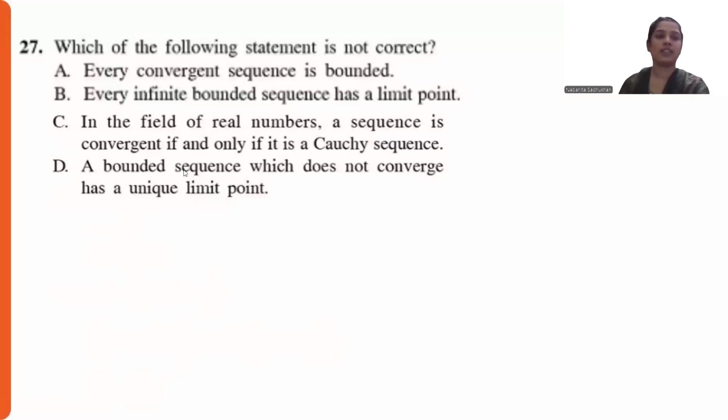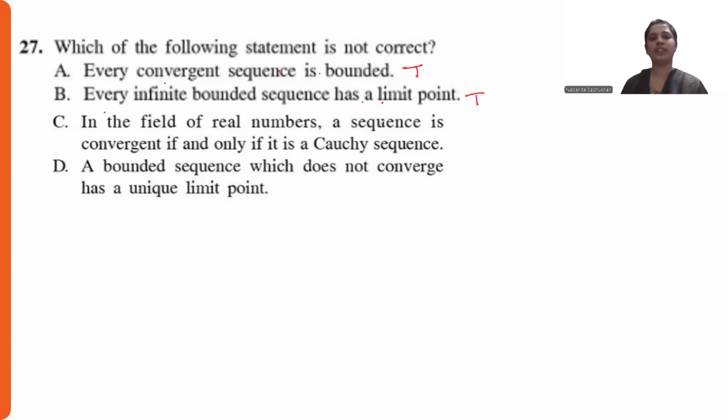Okay, so now they are asking which of the following statements is not correct. Every convergent sequence is bounded. This is true, right? Because every convergent sequence has to be bounded. Every infinite bounded sequence has a limit point. Yeah, it has to have a limit point.